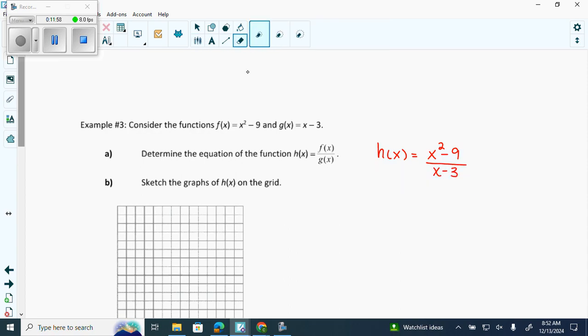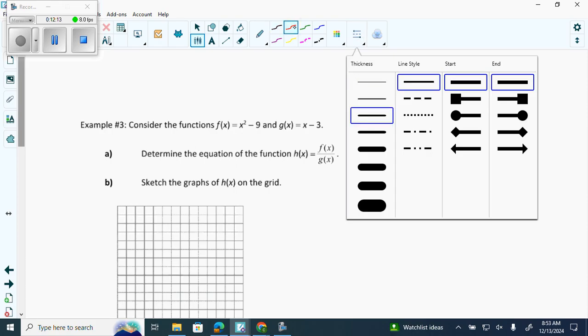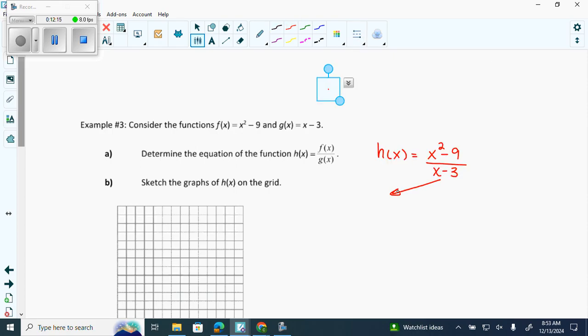Is the degree of the numerator the same as the degree of the denominator? No. So are we going to get that fraction thing going on like we did in the previous one? No. Now, I know that x can't equal what? X can't equal 3. I just don't know if that's a vertical asymptote or a point of discontinuity.